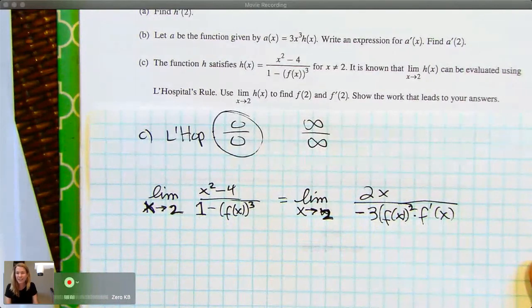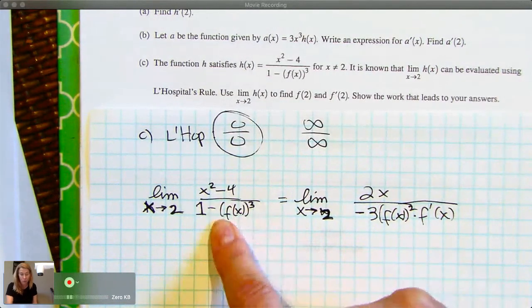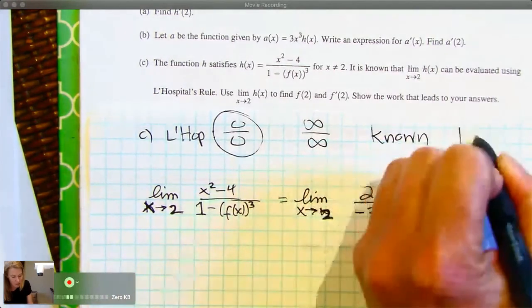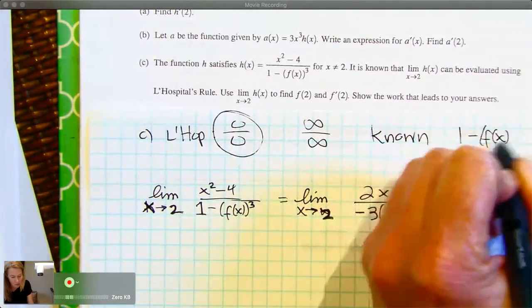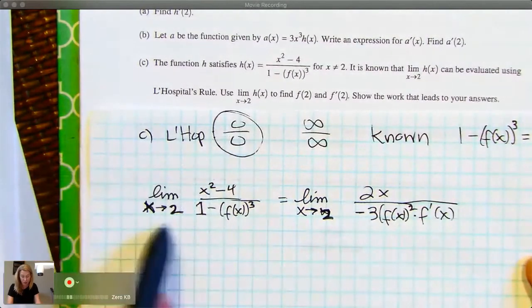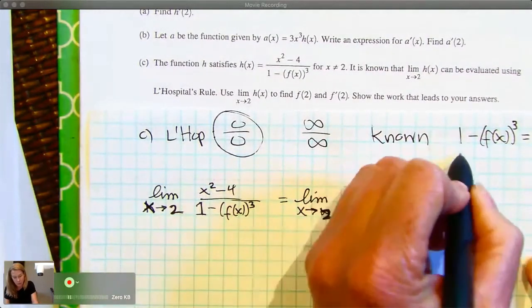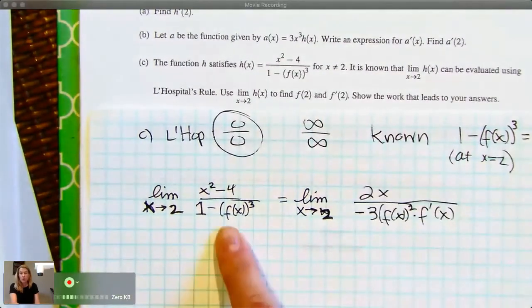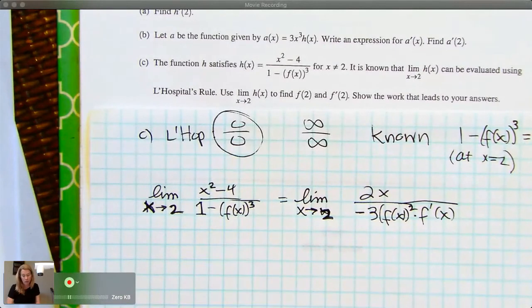Beautiful, good job, Connor. Yes, Connor, you do know that this denominator equals 0. We're not using that quite yet, but it might come in handy that 1 minus f of x cubed equals 0. It has to be since the top goes to 0 when x is 2. So therefore the bottom goes to 0 because they told us L'Hopital's applies.